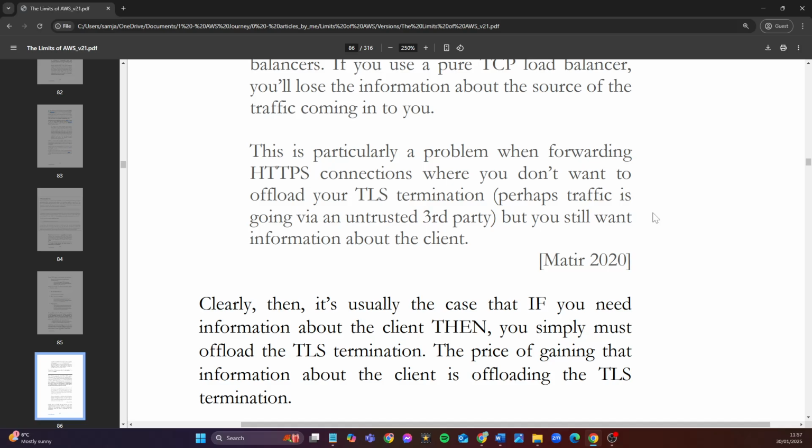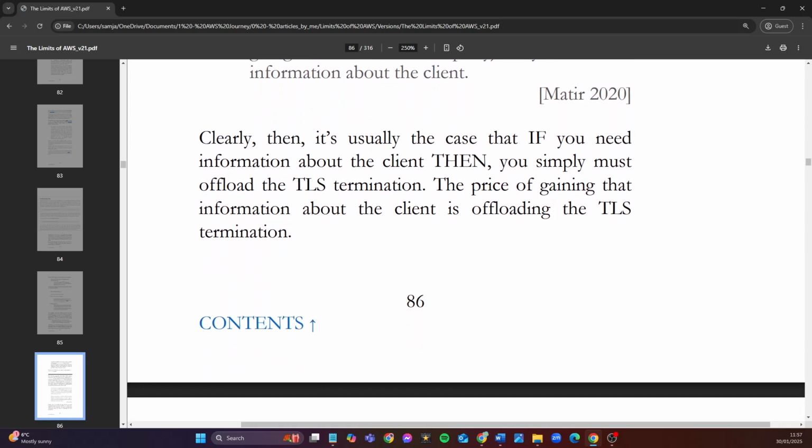you want to keep in control of the TLS termination. Clearly then, it's usually the case that if you need information about the client, then you simply must offload the TLS termination. That's the background here, isn't it? That usually holds. If you want information about the client, you've got to offload the TLS termination. The price of gaining that information about the client is offloading the TLS termination.